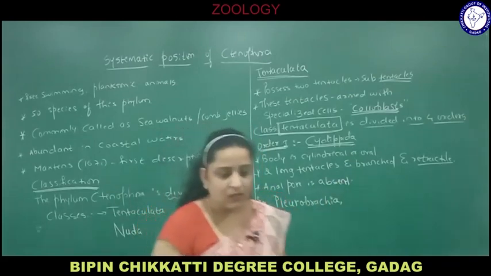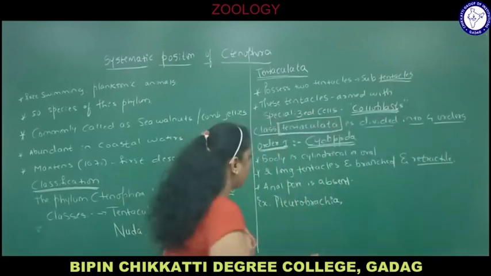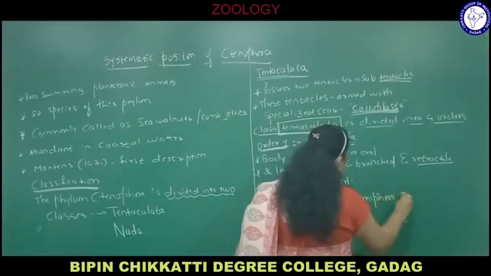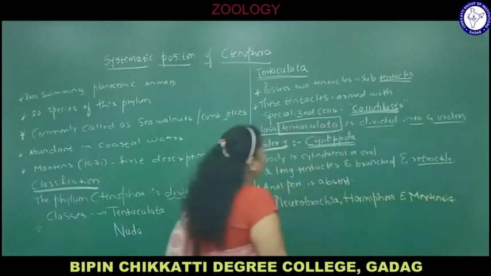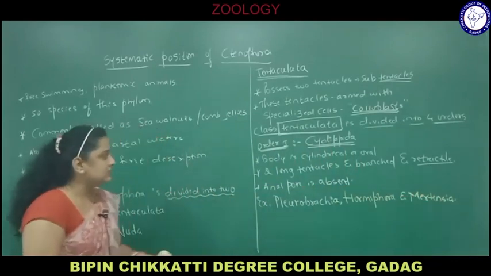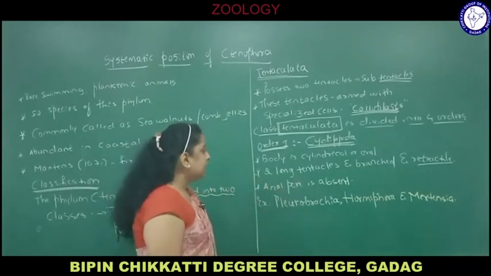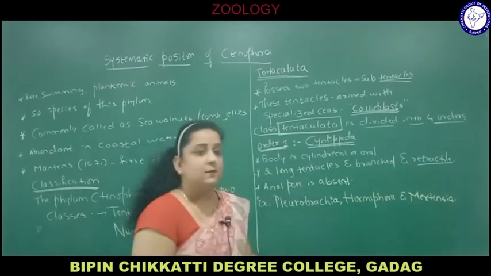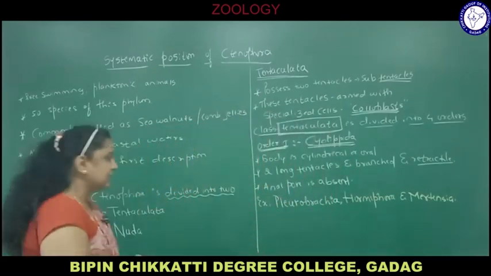We will see the examples now. Pleurobrachia, Hormiphora and Mertensia are the examples of order Cydipida. So once again, class Tentaculata, order Cydipida: body is cylindrical or oval, 2 long tentacles are branched and retractile, anal pore is absent. Examples are Pleurobrachia, Hormiphora and Mertensia under class Tentaculata.